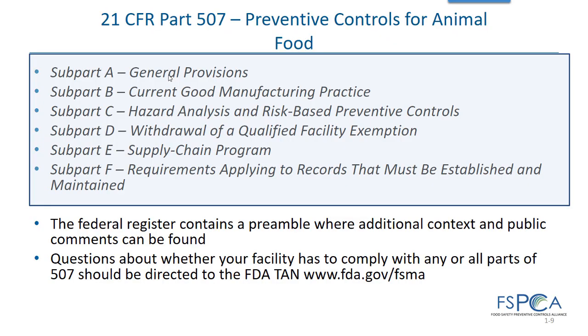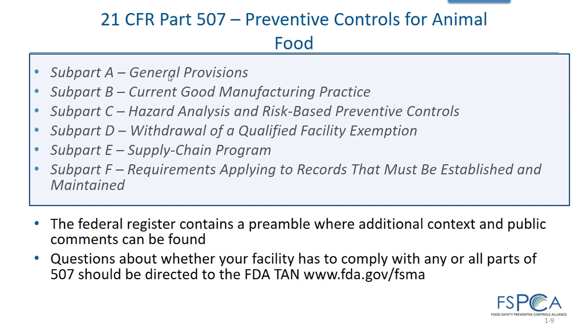So here's a little bit about the subparts of the regulation. I mentioned these a little bit earlier, but these are the official names, and we can tell they're the official names because we have some italicized text in a blue box. Remember, that means we're looking at the actual text of the rule here. Subpart A is general provisions, subpart B is current good manufacturing practices, subpart C is hazard analysis and risk-based preventive controls, and subpart D is about withdrawing the exemption for a qualified facility.